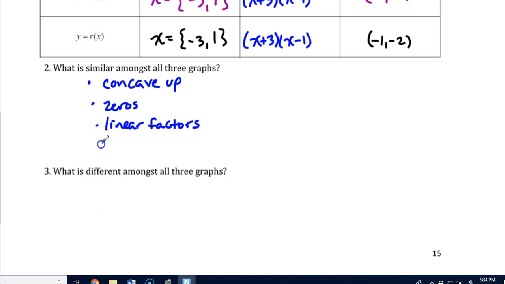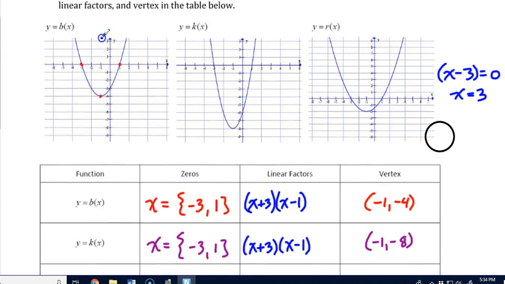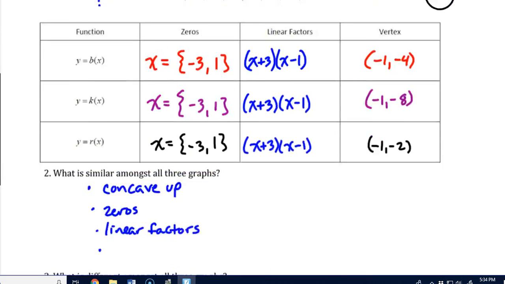They did all have the same axis of symmetry. Do you remember talking about axis of symmetry? So the axis of symmetry for all these graphs is the line x equals 1. Excuse me, negative 1. And that meant all of their vertex x-coordinates are at negative 1.